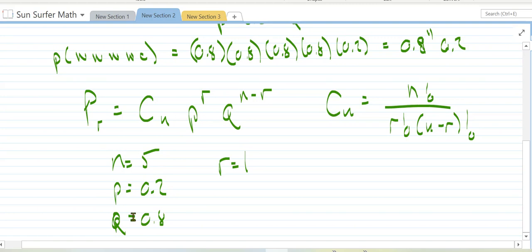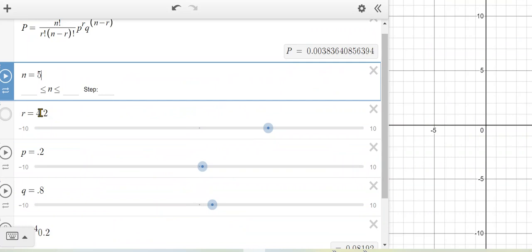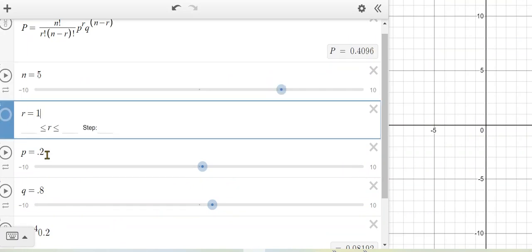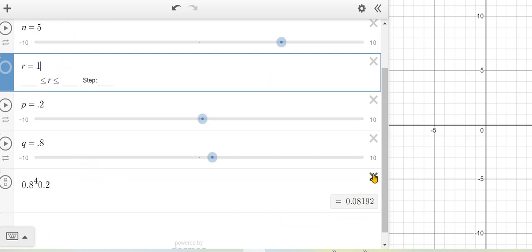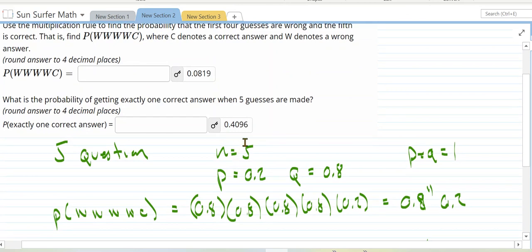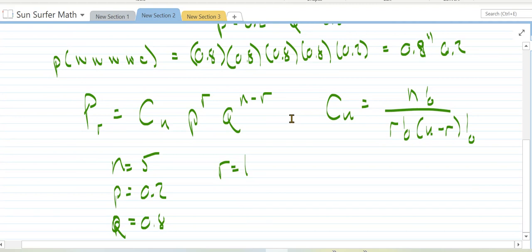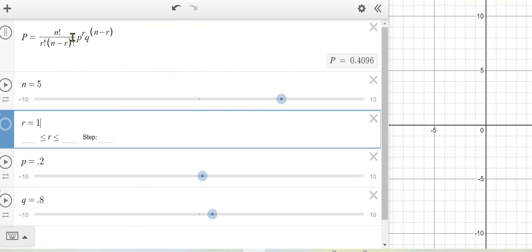So let's plug those into our formula in Desmos. And so n was 5, r is 1, p is 0.2, and q is 0.8. And so it's telling me that the probability is 0.4096, which I believe was the correct answer, 0.4096. Now you could of course do this by hand, but I'd suggest that you use Desmos. Desmos makes the actual computations much simpler. You do need to know the formula. You do have to be able to put the formula into Desmos, and that's not difficult to do, and then use the sliders.